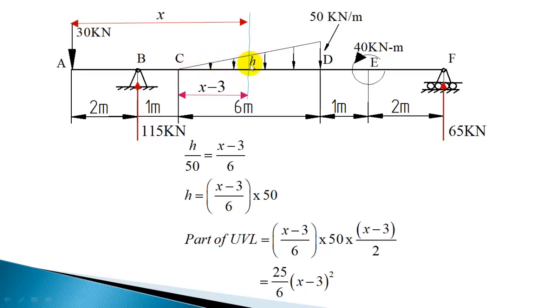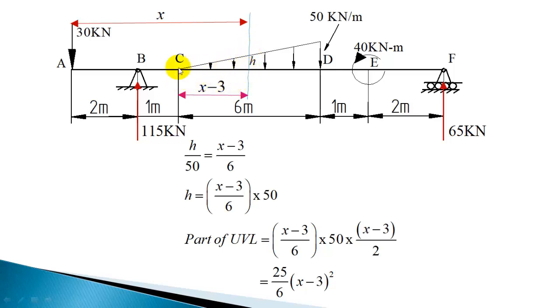So this intensity varies linearly with respect to the distance. The distance is measured from C. If I mark this distance as x minus 3, the total is x, since the section is at a distance x from the left end and this distance is 3. So from C the section is at a distance of x minus 3.